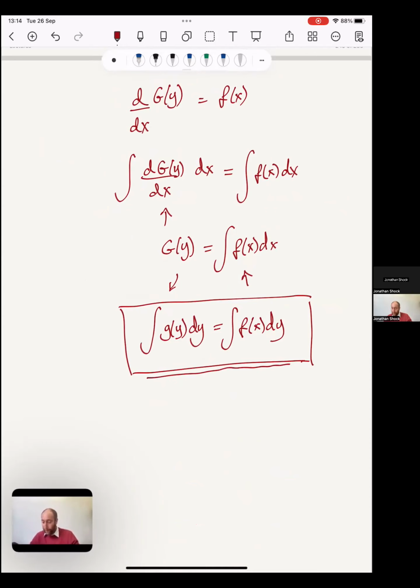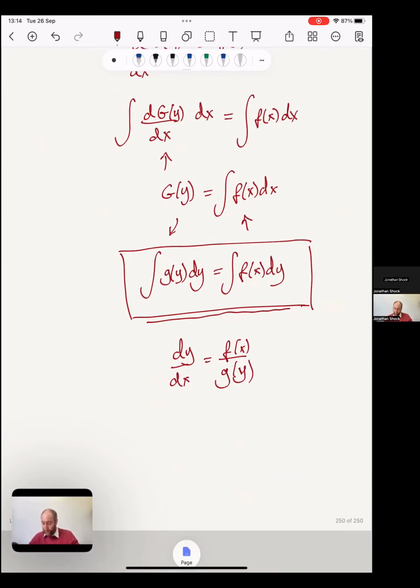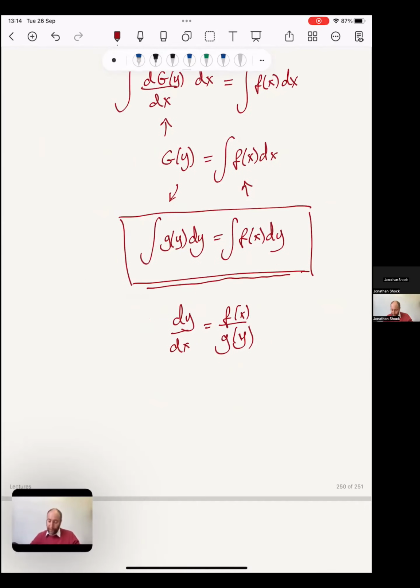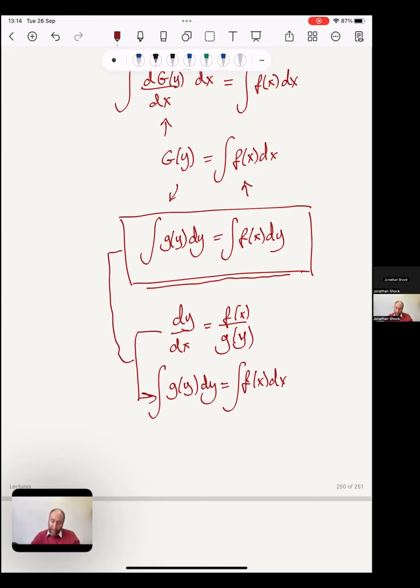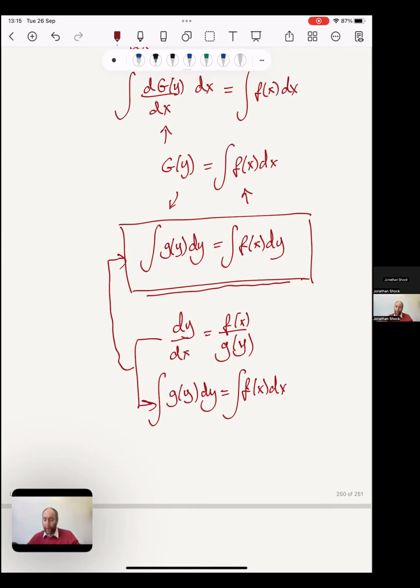And once we have this, this is precisely why sloppily we take the y up to one side, g of y dy equals f of x dx, and we integrate. Although we're being sloppy in doing this, it actually gives us the same expression as if we did it the correct way, or the sort of kosher way.